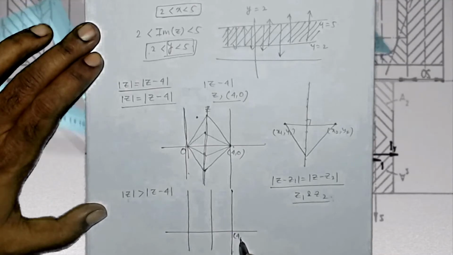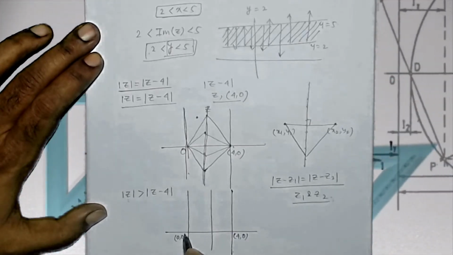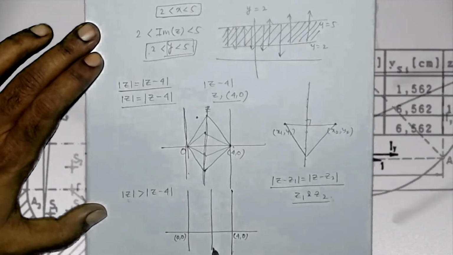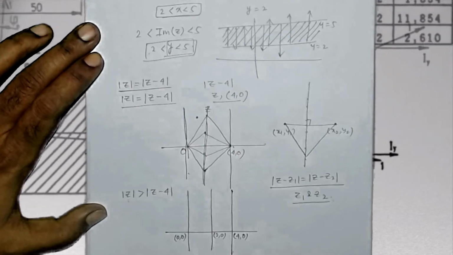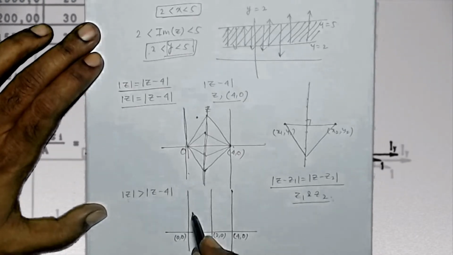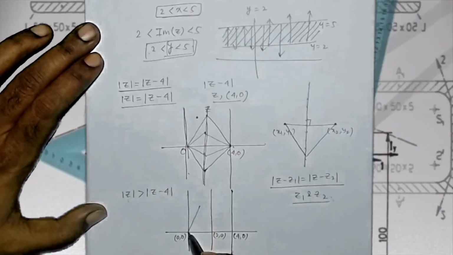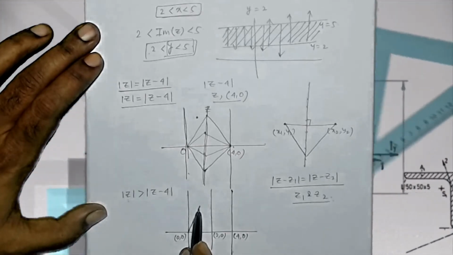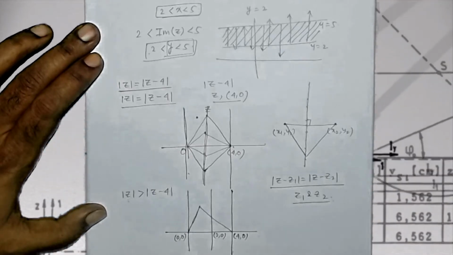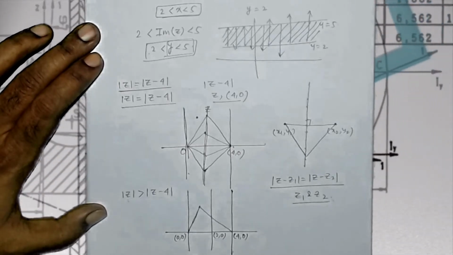This is our point 4, 0. This is our origin 0, 0. Now, this is the perpendicular bisector. Naturally, this point will be 2, 0. Now, observe one thing. If z lies somewhere here, then this distance will be less than the distance from the point 4, 0. Correct or not?